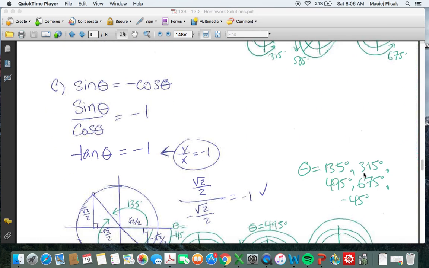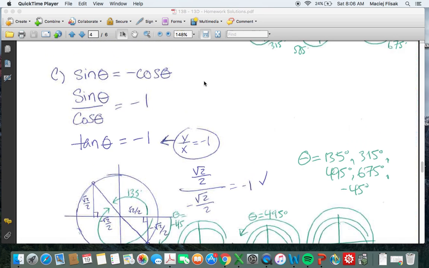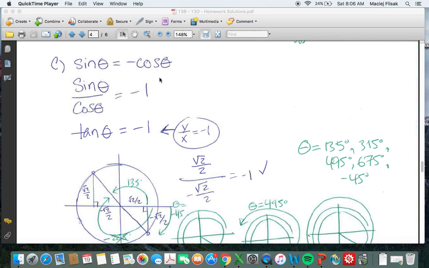C says sine equals, gives you an equation. I think this is where some students started struggling with these problems a little bit, because now they're just a little bit different. They have equations and squares and so on. So here's sine of theta equals negative cosine of theta.